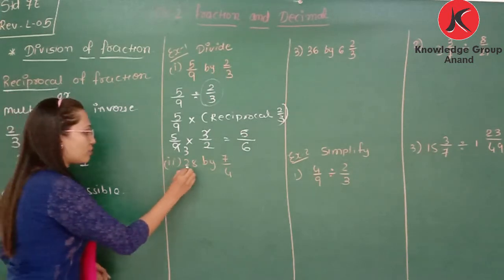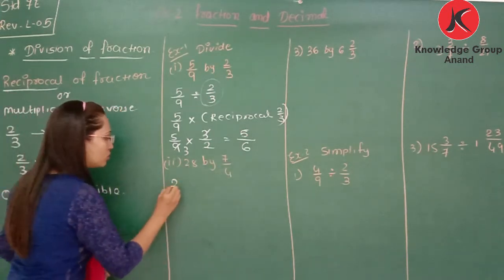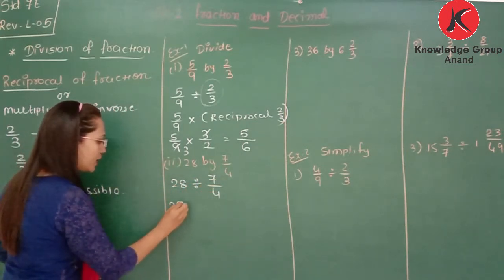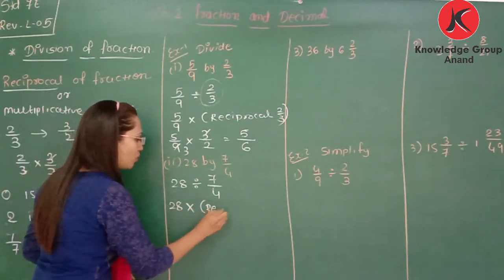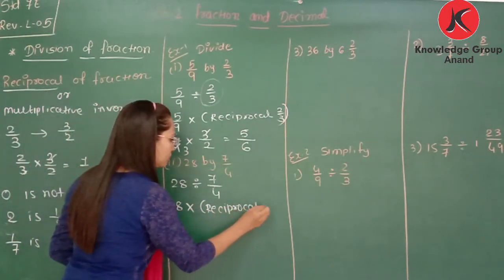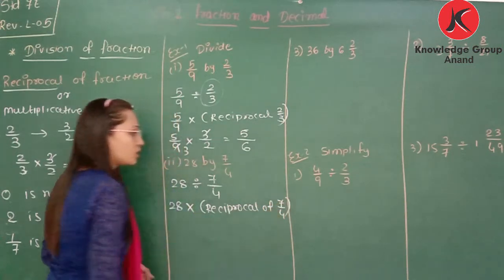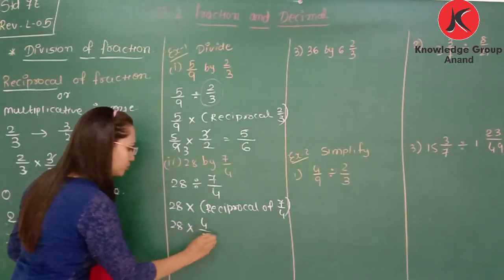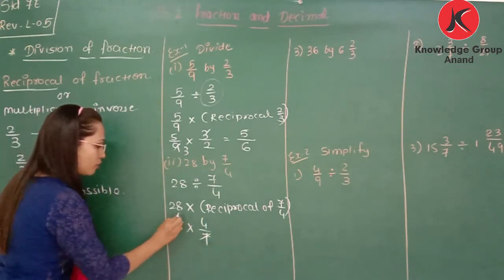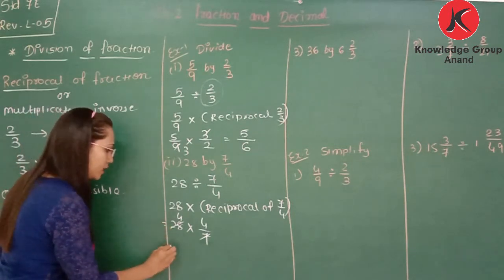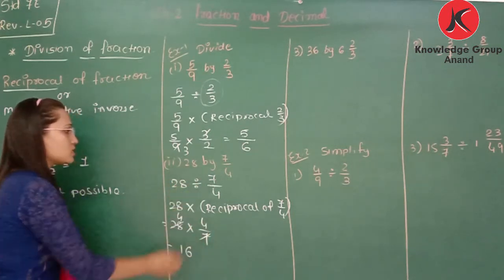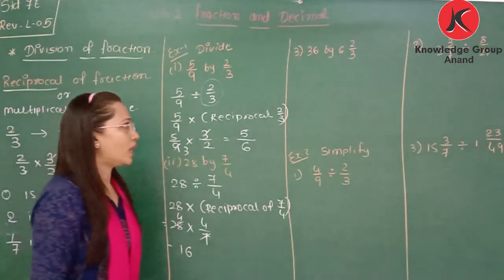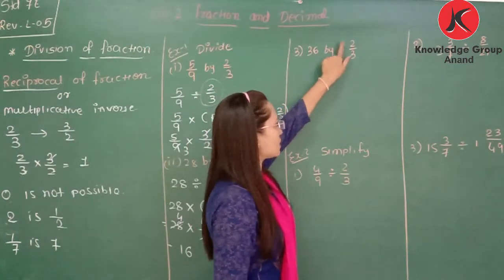So now next one, 28 divided by 7 by 4. It means 28 multiplied by the reciprocal of 7 by 4. Now what is the reciprocal of 7 by 4? It is 4 by 7. Here you can cut the common factor. 7 4s are 28. Now 4 4s are 16. So the answer of 28 divided by 7 by 4 is 16. Clear?